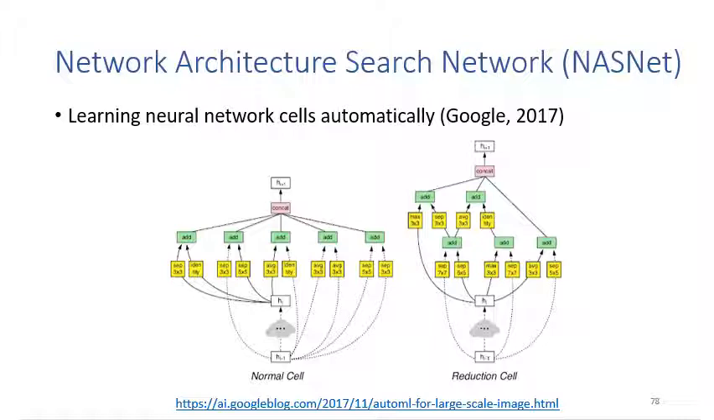The first such network for image classification is NASNet, which is an abbreviation of Network Architecture Search. They use NASNet to find a reduction cell. Here is the normal cell, and NASNet has automatically found a new cell, the new reduction cell. And NASNet achieved the best accuracy on ImageNet at that time, surpassing all human-designed models.